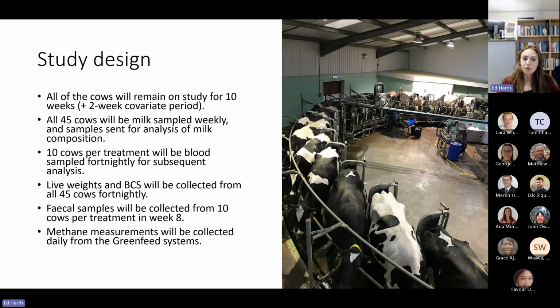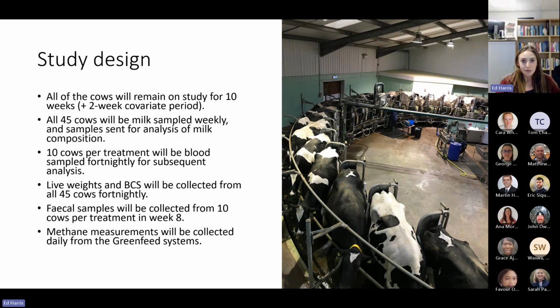All of the 45 cows will be milk sampled weekly and the milk analysed for composition. 10 cows per treatment will be blood sampled fortnightly. Live weights and body condition scores will be collected from all the cows fortnightly, and we'll also be collecting fecal samples from 10 cows per treatment in week 8.